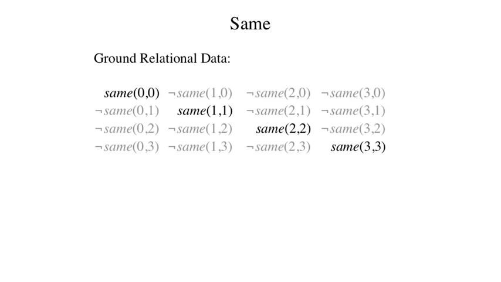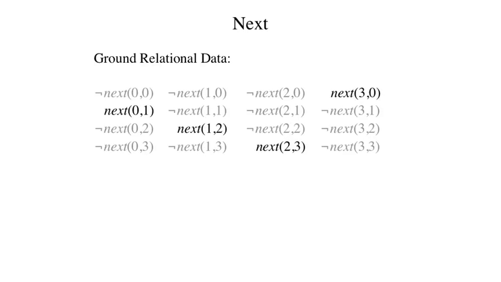Let's start our formalization with the same relation. Here we've written out all ground sentences involving same. One positive sentence for each number and itself, and negative sentences for all other combinations. We can define next in a similar fashion. Next of 0, 1, next of 1, 2, next of 2, 3, next of 3, 0. Note that in modular arithmetic, we wrap back to 0 after we get to 3. And all the other ground items are false.